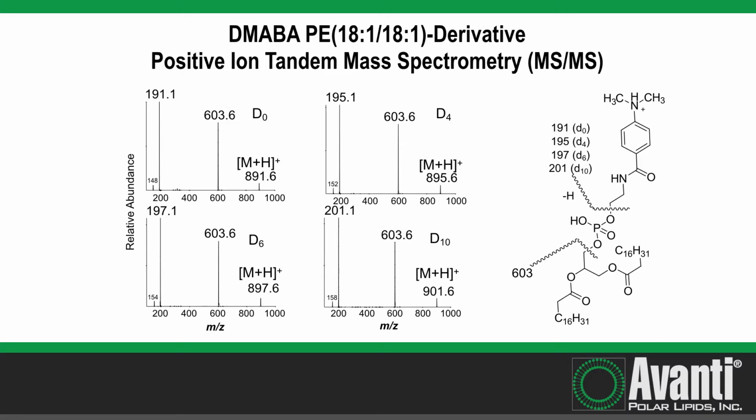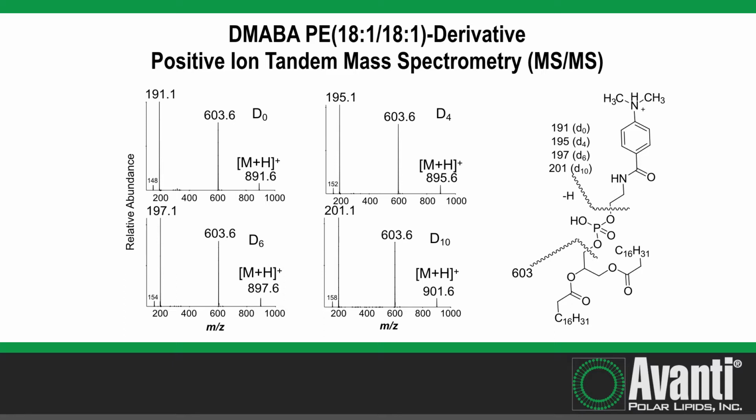So the interesting feature about these molecules is their tandem mass spectrum. Let me point out what these features are. This is the positive ion tandem mass spectrum of these derivatives. They have a nice molecular ion, you collisionally activate it, and it forms two really abundant ions. The one ion, 191 in this case, comes from this group, which I'll now call the reporter head group. This is either going to be 191 for D0, 195 for D4, 197 for D6, or 201 for D10. So it really tells you which one of the labels you have.